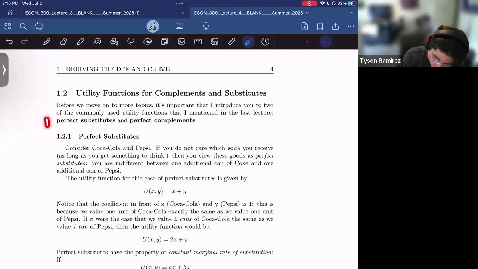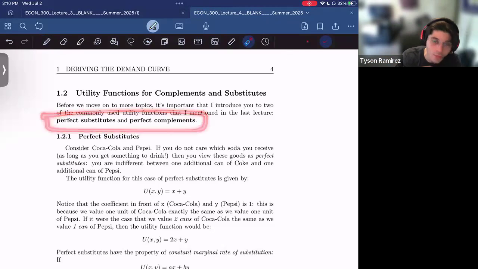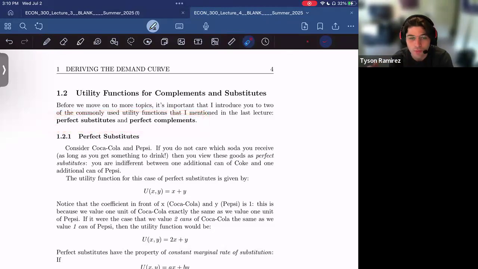So we need to know, what does it look like if two goods are perfect substitutes and perfect complements? Just as a refresher, consider Coca-Cola and Pepsi. For most people, these two things are more or less interchangeable.